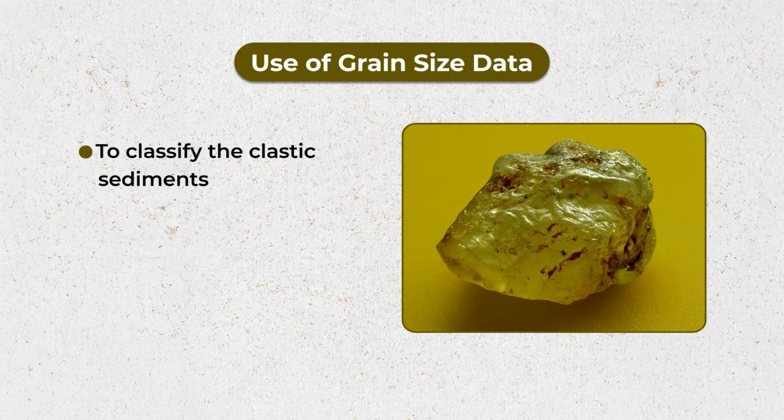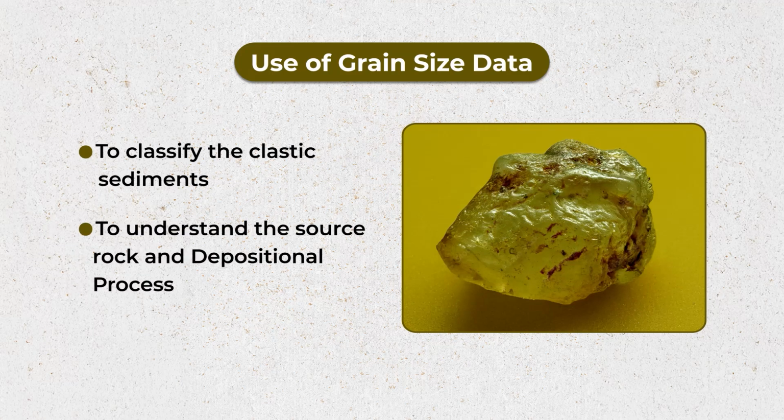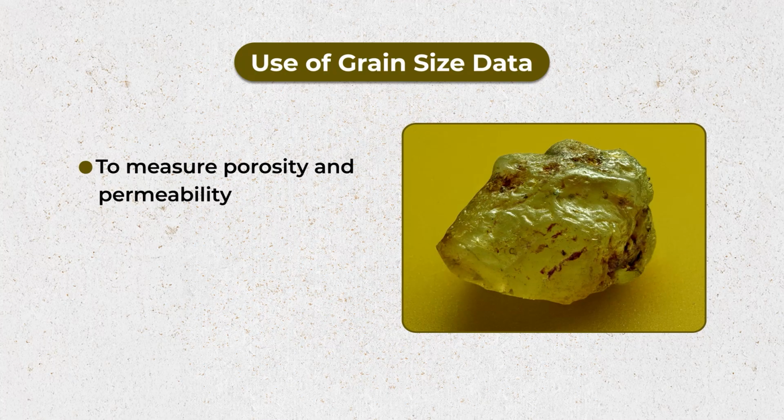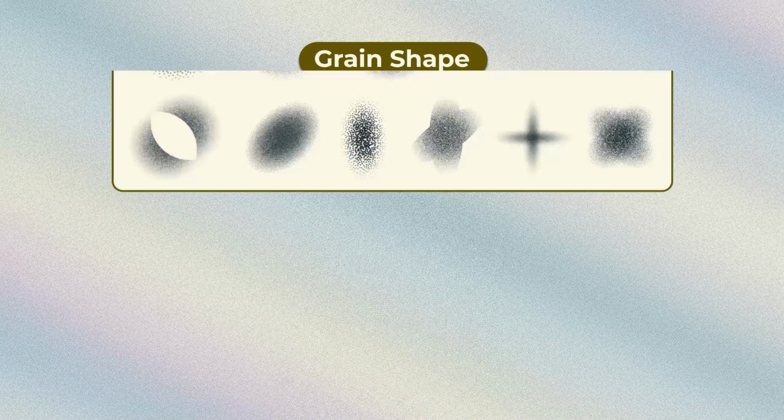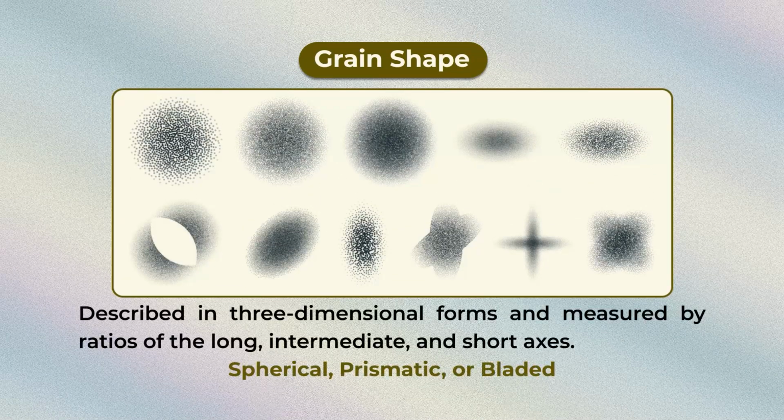The use of grain size data: we use it for classification of clastic sediments, to understand the rocks and depositional processes, to measure the porosity and permeability, and to interpret the depositional environment.